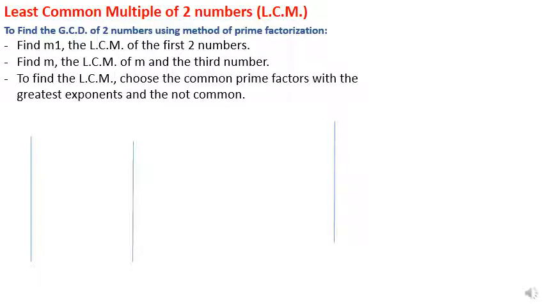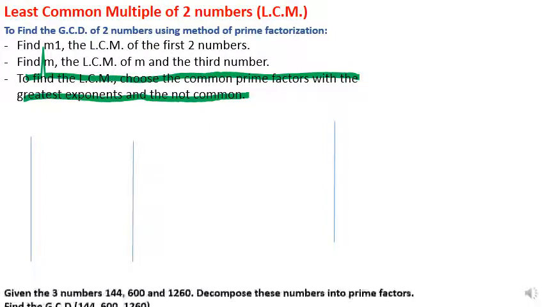Okay, to find the LCM, choose the common prime factors but with the greatest exponents, and also the non-common ones. So to find the GCD, as we explained before, we have to search for the common prime factors with the least exponents only. But when it comes to the LCM, you have to search for the common ones, of course, but with the highest exponent. And then if there is any factor which is not common, it's included in the least common multiple. So let us apply this.